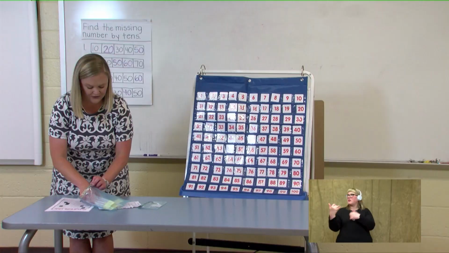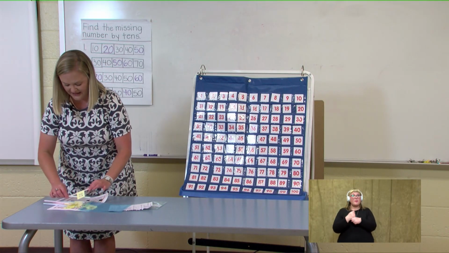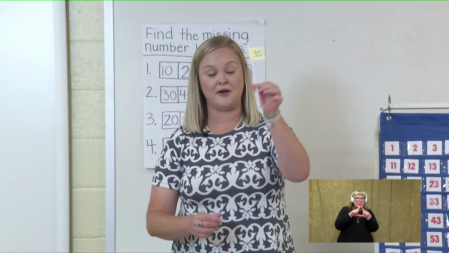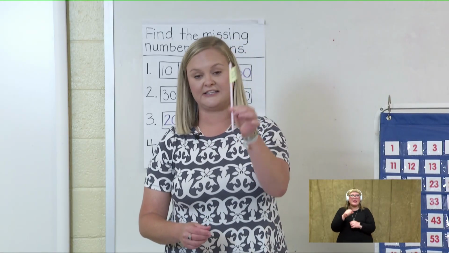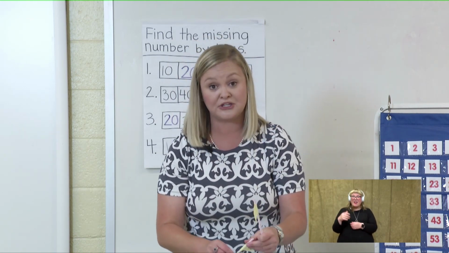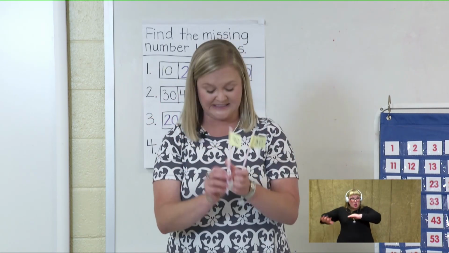Another thing that I have done is we made these tiny flags out of sticky notes and straws. You can do popsicle sticks or anything that you have at home, and we made these little flags just kind of like we did with the numbers 1 to 20 and put these around the yard, had a scavenger hunt for numbers, and then put them in order by tens.